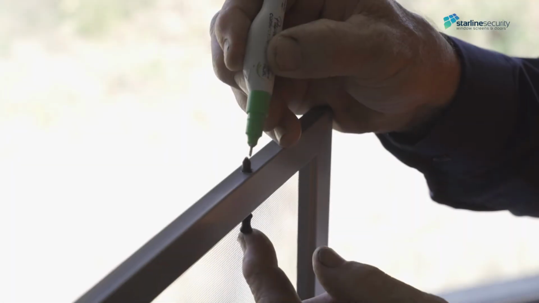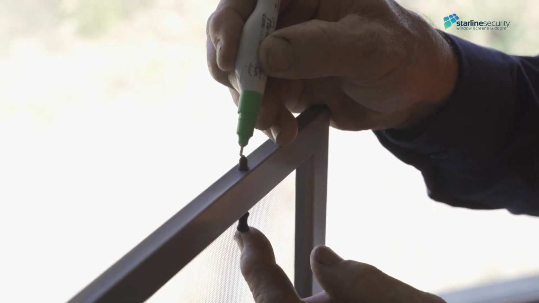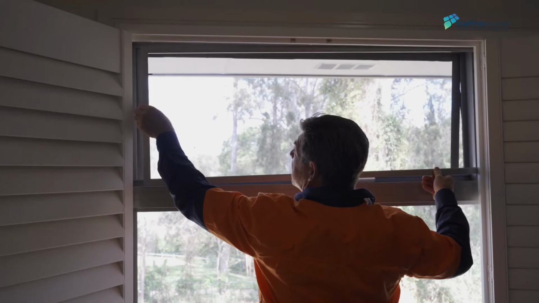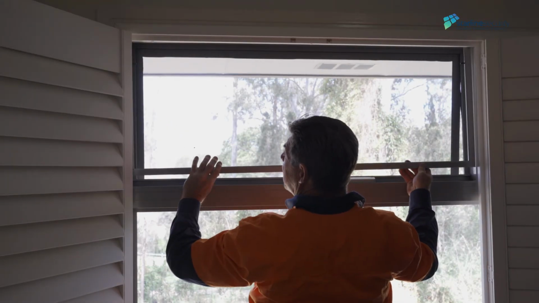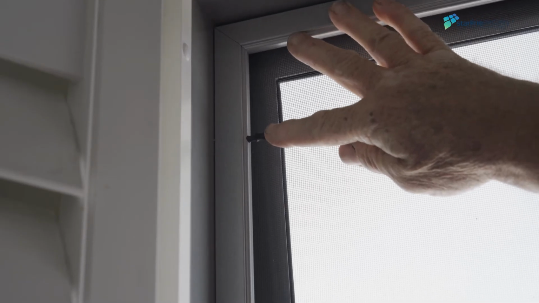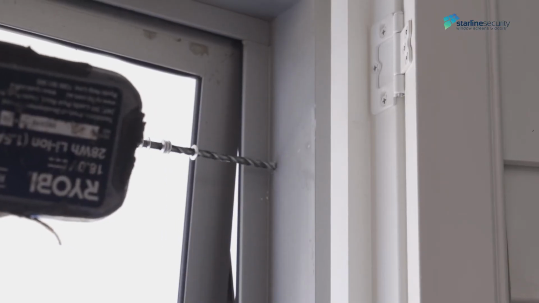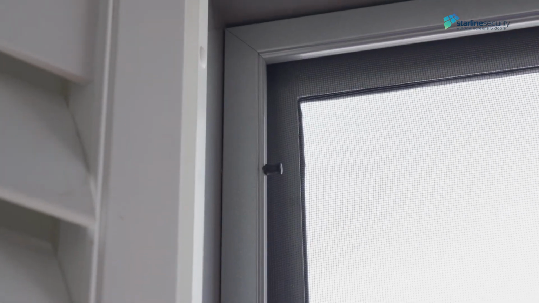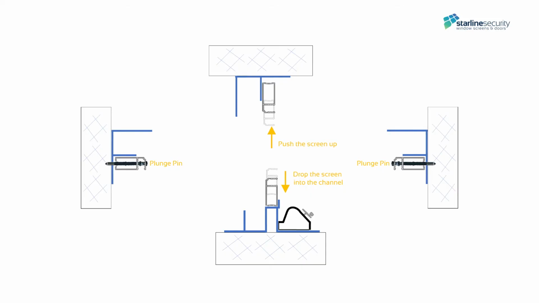Installing the window screen. First, mark and push pins with Nikko or whiteout for hole location. Place the insect screen into the installed position and push the pin to mark the frame. Then remove the screen and pre-drill the holes. Put the screen back into the frame to engage the push pins. Fit the push pins to complete the installation.